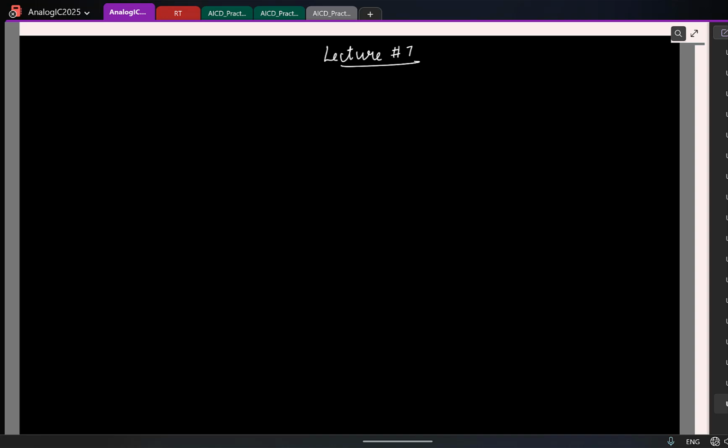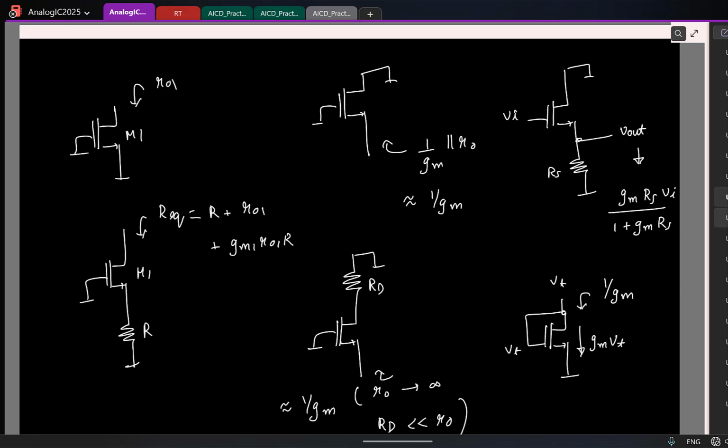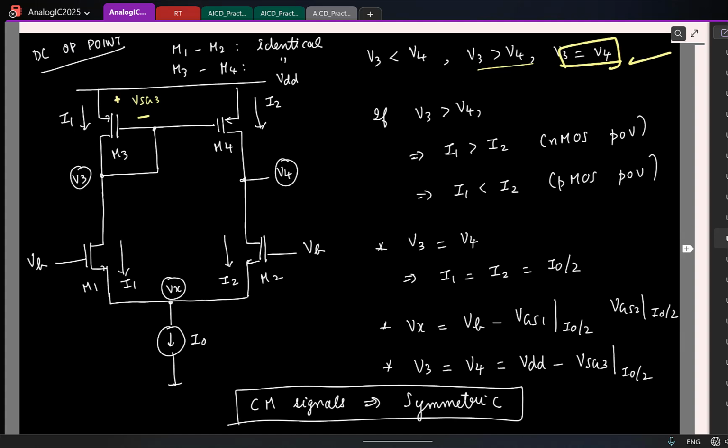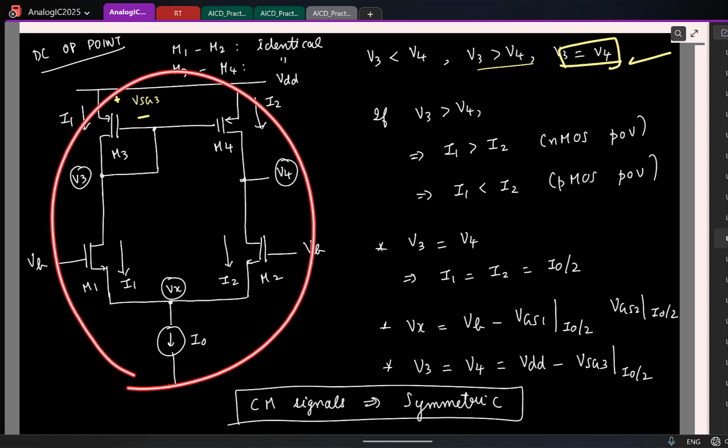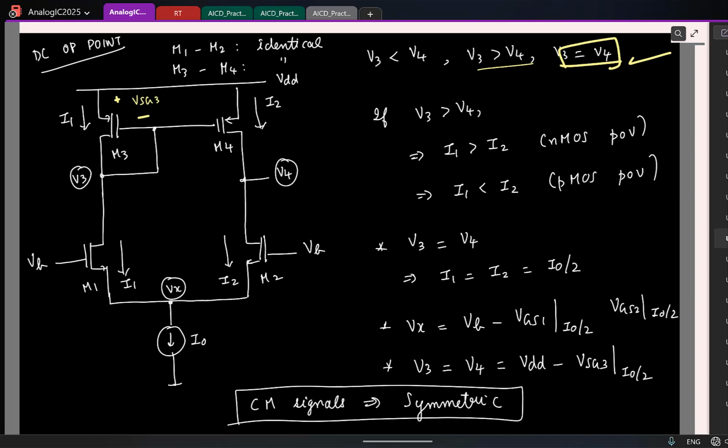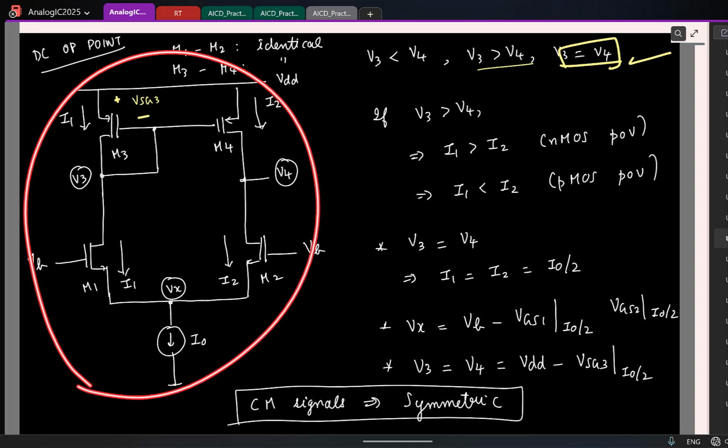Okay, let's continue. So in the last class we looked at our differential amplifier, the 5-transistor amplifier, and we looked at its DC operating point and small signal gain. Just to recap, one point we noted was the following: although this was an asymmetric circuit with respect to DC operating point, where I have identical gate to source voltage, or I will say common mode excitation. So although this is asymmetric, for common mode signals, what can you say about the circuit?